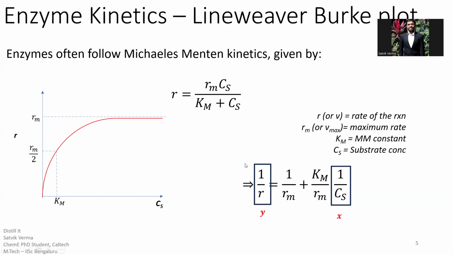And this kind of a plot, the linear plot between 1 by R and 1 by Cs, is known as a Lineweaver-Burk plot.